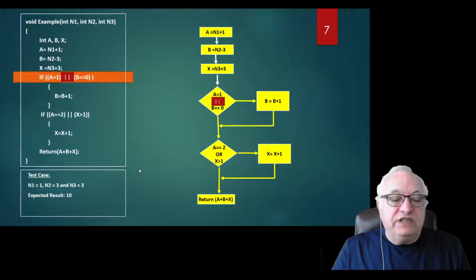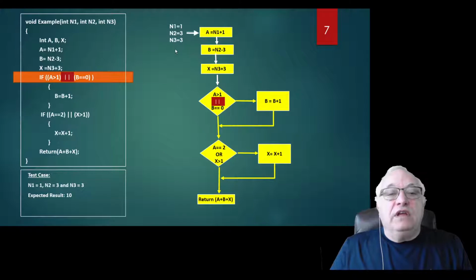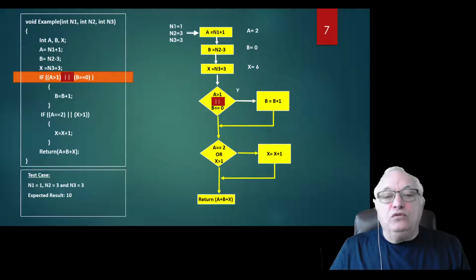So we still have the same requirement to do statement coverage. This is the same code as I showed you before, and we go N133 as before. So a equal to 2, b equal to 0, then x equal to 6, and then we get to the decision. Is a greater than 1? The answer is true. So then I don't have to evaluate the next one, because this is an OR. So then we do b equal b plus 1, so b is going to be equal to 1.